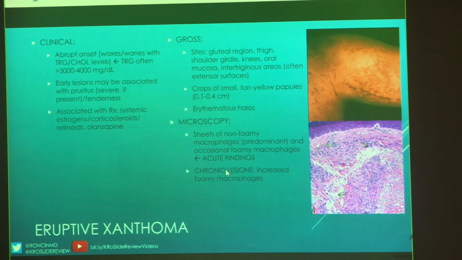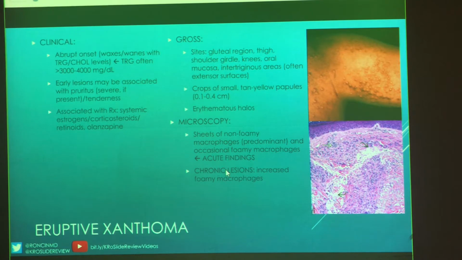and they are often associated with different medications. So whether that's estrogens, corticosteroids, retinoids, olanzapine. So a lot of the things that we may see for a wide variety of disorders can cause these eruptive lesions. They tend to occur in gluteal region, thigh, the shoulder girdle, knees, and besides the oral mucosa and intertriginous areas, I know I brutalize so many of these terms when I try to say them.